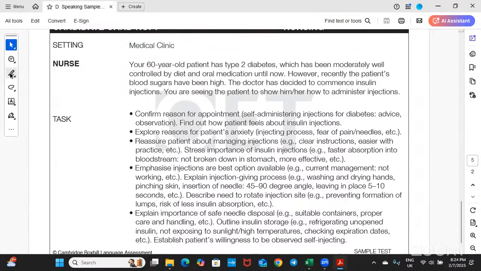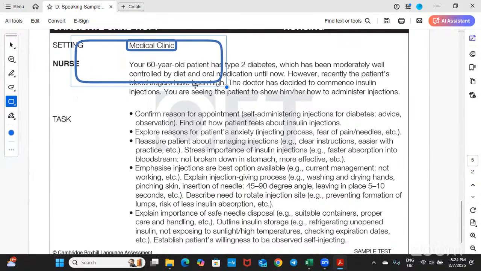Now, first of all, the first one is, what is the setting? This is the setting. Right. It's a medical clinic.